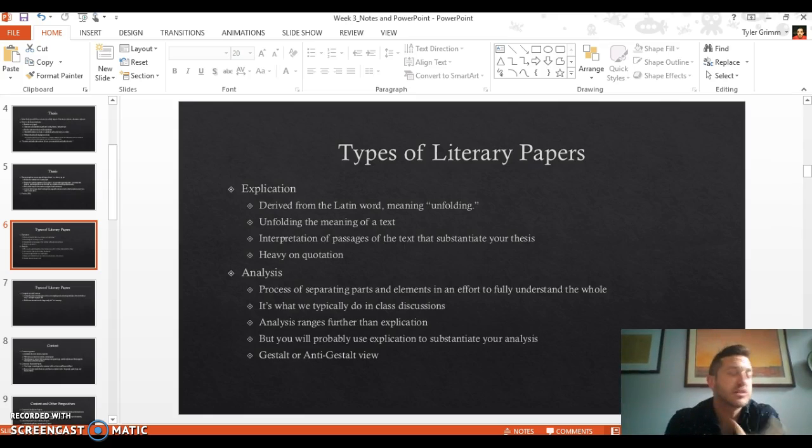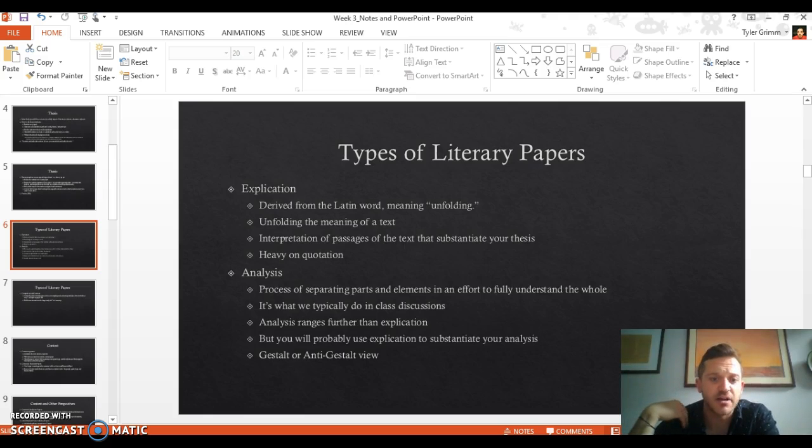Your midterm literary analysis paper is going to use possibly all of these components, and that's what's important to know. So explication is derived from the Latin word meaning unfolding. It means to unfold the meaning of the text. You are explaining, you're unpacking, you are interpreting passages, you're using a lot of quotes. Your paper should definitely have a lot of explication in it, and it should definitely have a lot of analysis in it, which is the process of separating parts and elements in an effort to fully understand the whole.